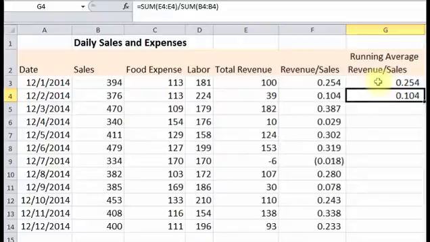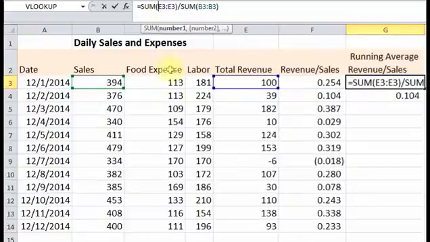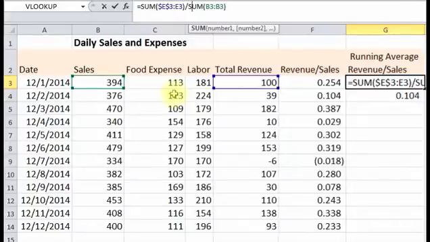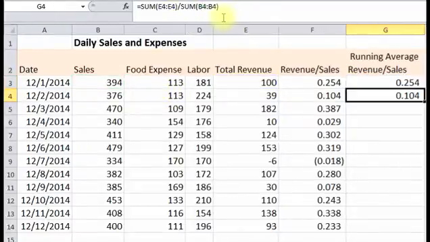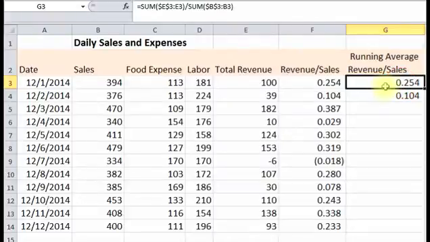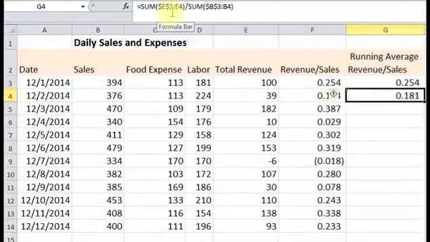So to do that, we need to anchor this first number. We want this always to stay the same. We always want this to be E3. And then this second part we want to change, so we're going to leave it alone. But in this one, we always want it to be B3. So we press enter. Now this is still 0.254, but when I copy this down, this becomes 0.181. And if you look at it, what it's doing now is summing E3 to E4, which is these two amounts, divided by B3 to B4, which is the sum of these two amounts, and we come out to 0.181.